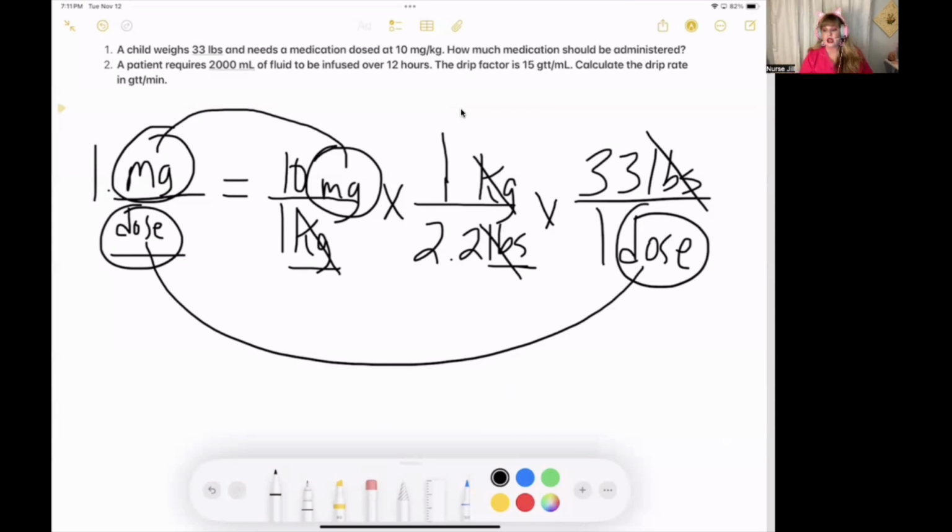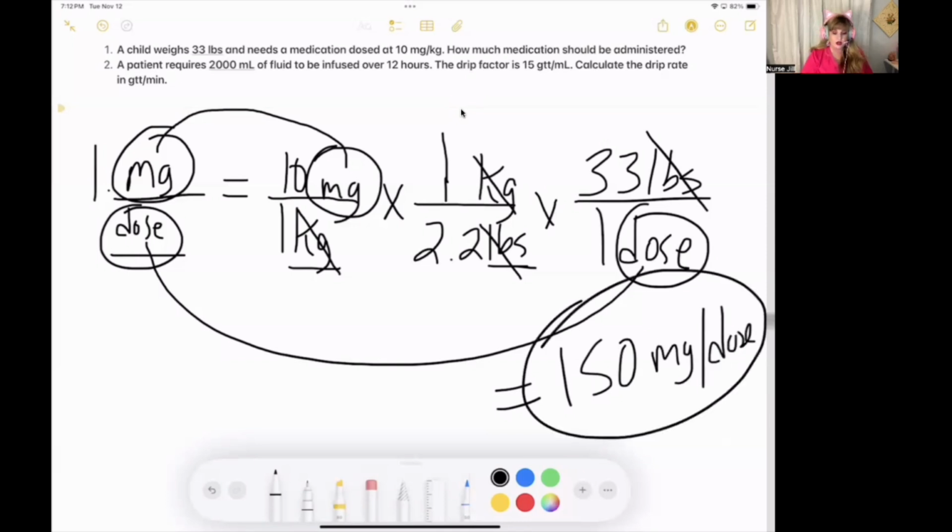It's going to be 149 point lots and lots of nines. So we know we have to round that, right, to a whole number. So that's going to equal 150 milligrams per dose.